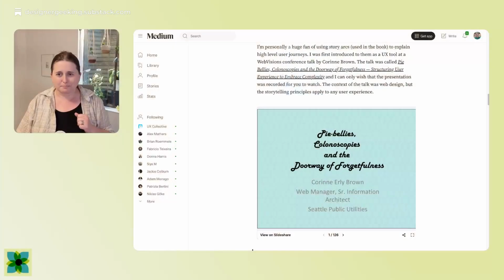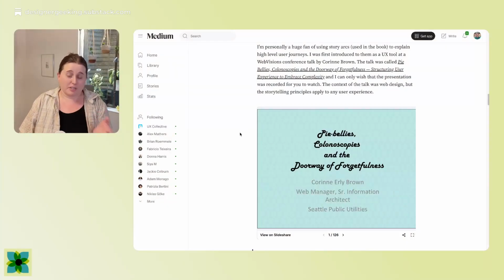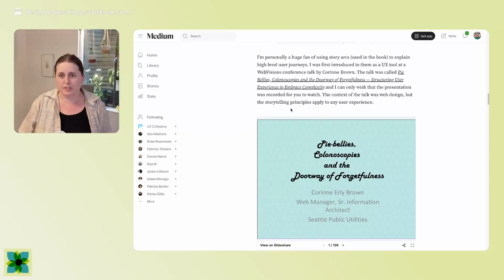So what I want to do today is a little bit of an experiment. I'm going to share my screen and show you some of the slides from that talk, to give you some visuals to go with what I'm saying. So let me cue that up here. I actually posted about this talk before on Medium because it really is one of my favorite talks. This was Corinne Brown at Web Visions, who gave this talk with a really memorable name: Pie Bellies, Colonoscopies, and the Doorway of Forgetfulness.